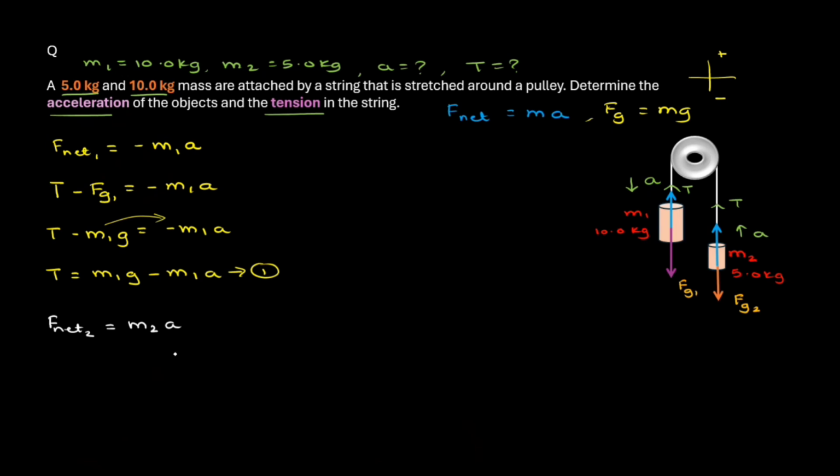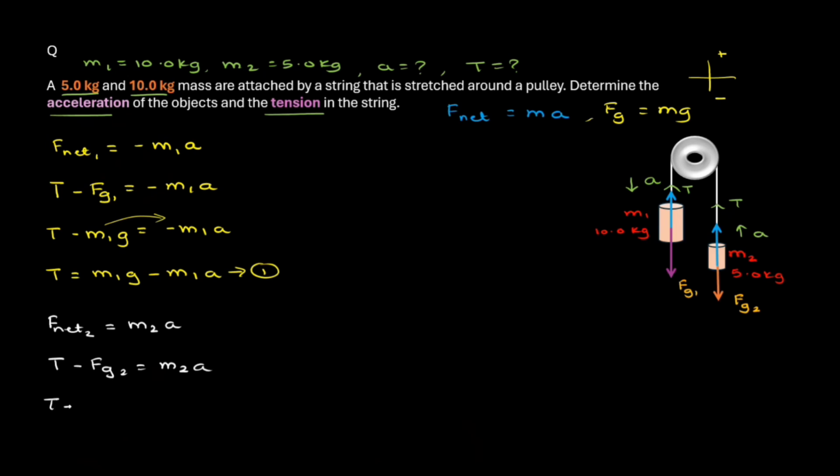Now for F net, again we take the vector sum of two forces acting on m2, which is the tension force and force due to gravity. Since tension is pointing up, we take it positive. Fg is pointing down, we take it negative, equals m2a.